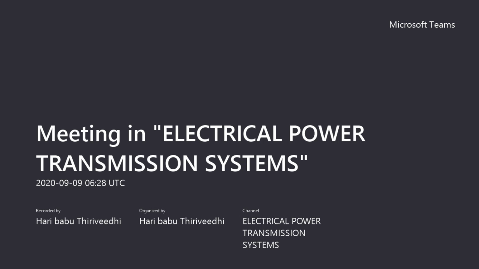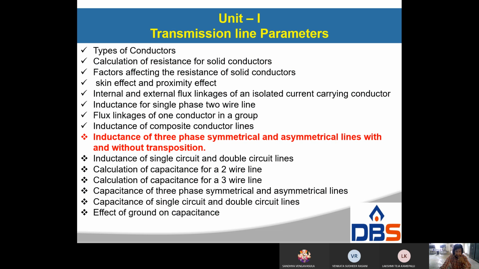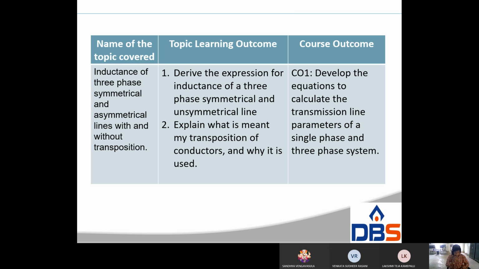Inductance of a three-phase overhead line for balanced, symmetrical spacing. Generally, symmetrical spacing means the three conductors, A conductor, B conductor, C conductor, are put at the same distance, small d. Suppose A to B distance is d1, B to C is d2, C to A is d3. For symmetrical spacing, d1 equals d2 equals d3 equals d.